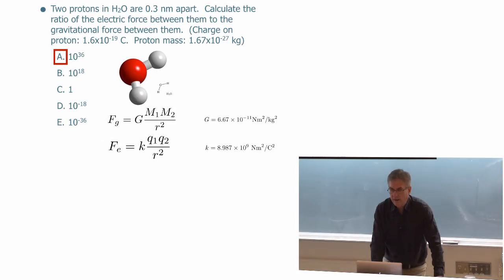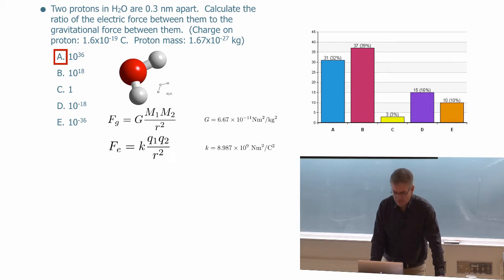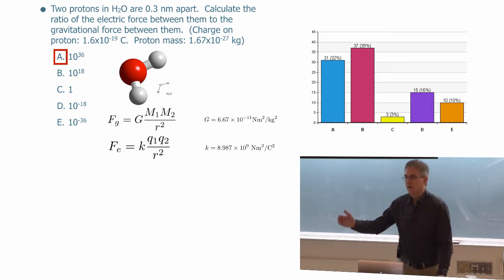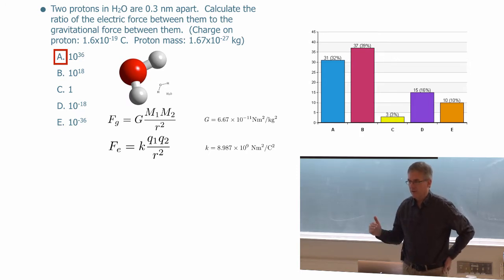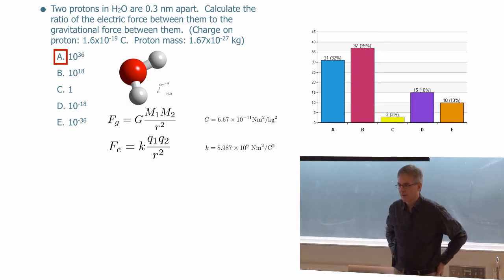I get that the ratio is 10 to the 36. Who agrees with me? Oh, about 32% of you, a third of you. Well, you can see that when you punch in these big numbers in the calculator, you can get lots of anxiety. Pardon me? Oh, 10 to the, sorry. The electric force is a lot bigger than the gravitational force. So the ratio of the electric to gravitational force is 10 to the 36th in this case. Okay? That's what I get anyway.